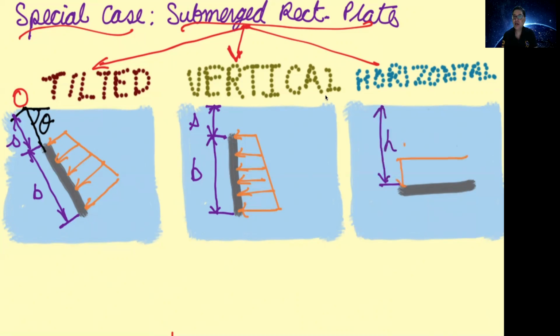Whereas when you consider the pressure distribution on a horizontal surface, the weight of the liquid above the horizontal plate at different points is the same. So the hydrostatic pressure which acts is the same. So the pressure distribution is shown as uniform in this case.